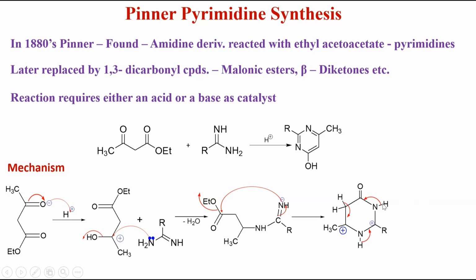The nitrogen-hydrogen bond breaks, and these electrons are shared with the adjacent carbon owing to the positivity of this carbon, and it has to maintain its tetravalency. Pi electrons move onto oxygen, O minus combines with this H plus and it becomes its enol tautomer, and I get a pyrimidine derivative. This is the Pinner pyrimidine synthesis.